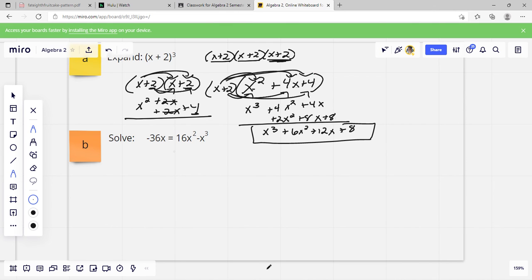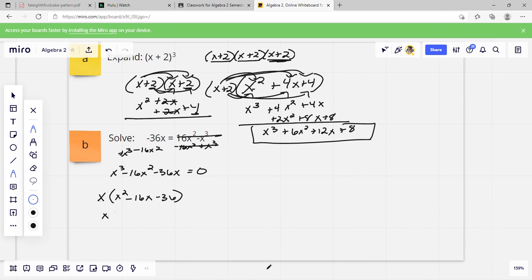All right, B asks us to solve, so what we're going to do is we're going to move this over and move that over, plus x to the third. All right, all that's going to cancel out, and we're going to get equals 0. Over here, we're going to have x to the third minus 16x squared minus 36x. We can go ahead and factor an x out of that. So we're going to have x squared minus 16x minus 36.